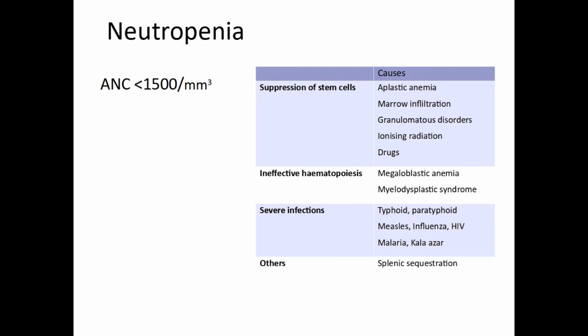Severe infection can give rise to neutropenia. Remember, infections can give rise to both neutrophilia as well as neutropenia. So these infections include typhoid infection, paratyphoid infection, viral infections like measles, influenza and HIV, some parasitic infections such as malaria and Kala Azar, and some other conditions such as splenic sequestration. Most of the cells in the blood undergo destruction in the spleen. That is why if spleen is enlarged, then it can give rise to a reduced count.